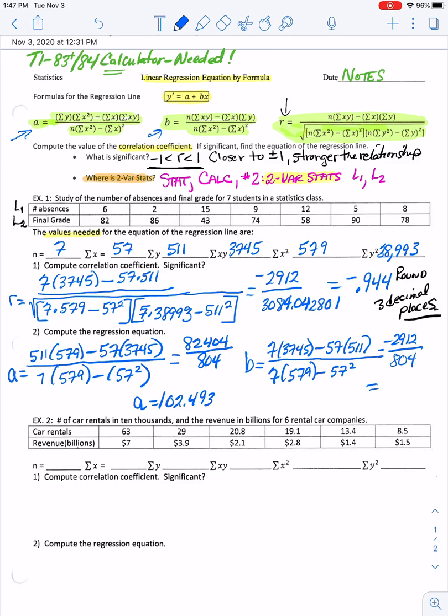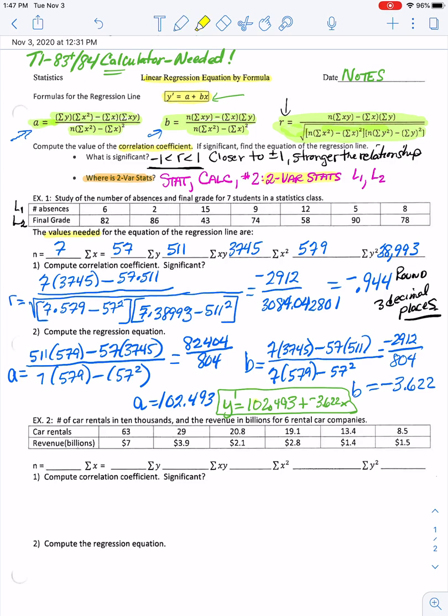And that comes out for B, negative 3.622. Okay, so what does all that mean? Well, now we have our equation. The linear regression equation will be y prime equals, using that formula at the top, A starts at 102.493 plus negative 3.622x. That is your linear regression equation by hand.